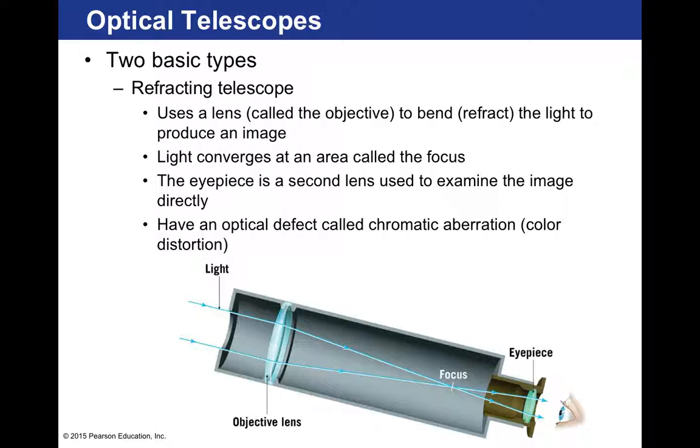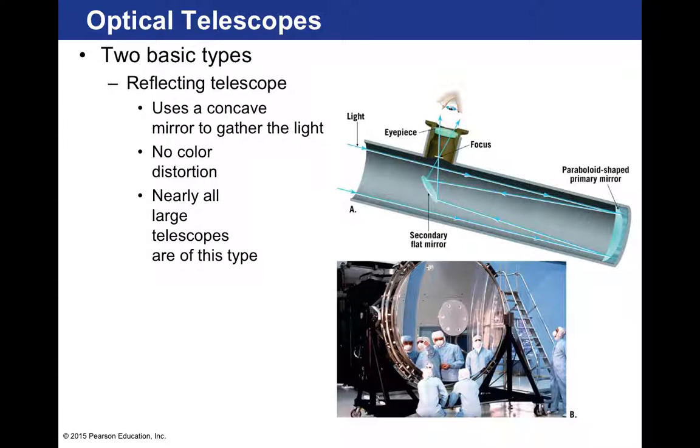So refracting telescopes use lenses. A reflecting telescope actually uses a concave spherical mirror, or sometimes a parabola-like shaped mirror. Now there's no color distortion here because light is simply reflected. It doesn't have to pass through a lens like the refracting telescopes. So nearly all large telescopes are of this type. And that picture down there is showing you how large these mirrors can be if you're talking about relatively large telescopes.